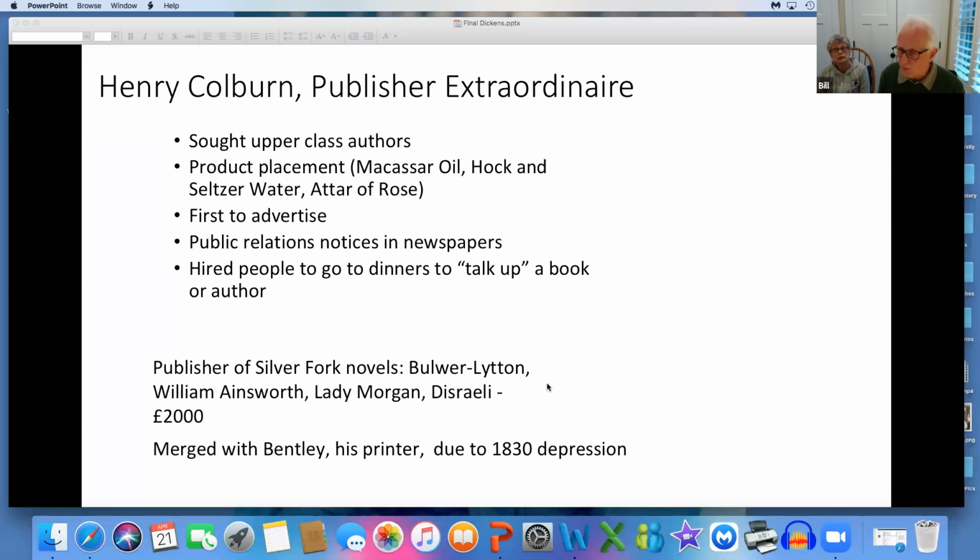Well, not surprisingly, he went bankrupt. I mean, he did push a lot of novels out there. There was a depression in the 1830s. He merged with another printer, whom we'll get to learn more about, Mr. Bentley.